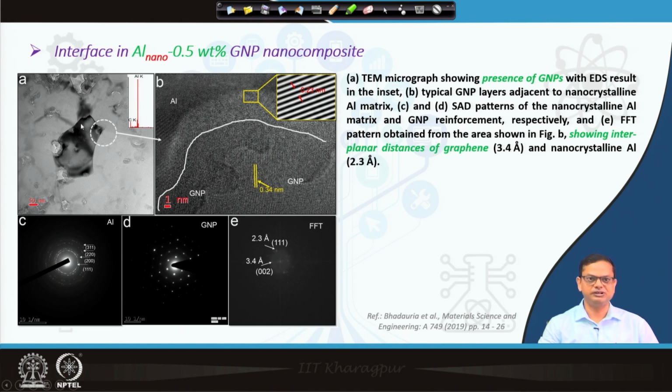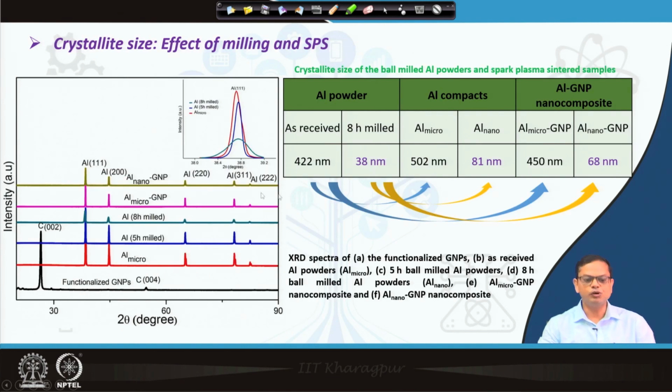The grains are also seen here, an aluminum grain, and at the tip of this aluminum grain there is a GNP residing, which shows a very clear interface. Okay. Let us move on.